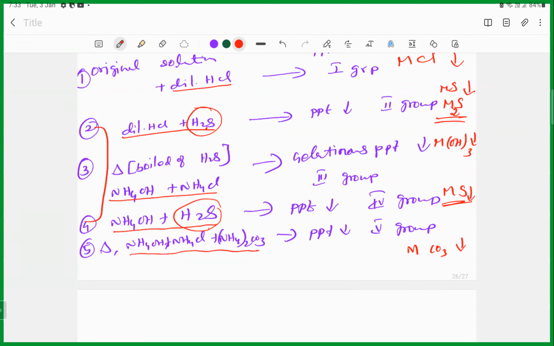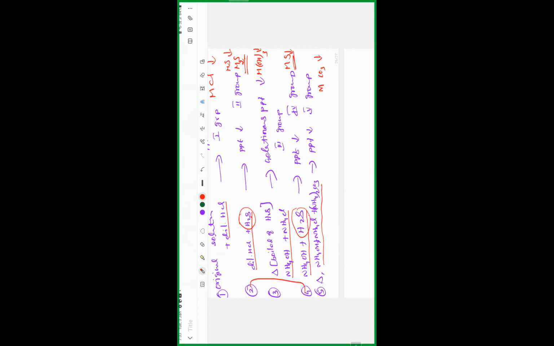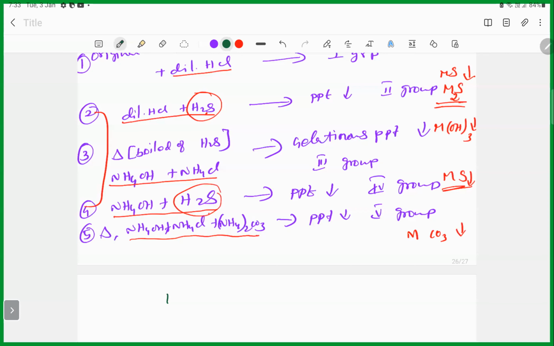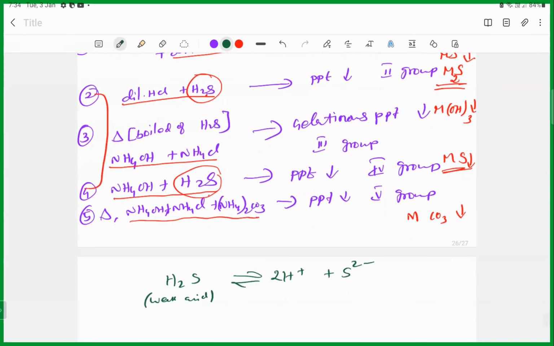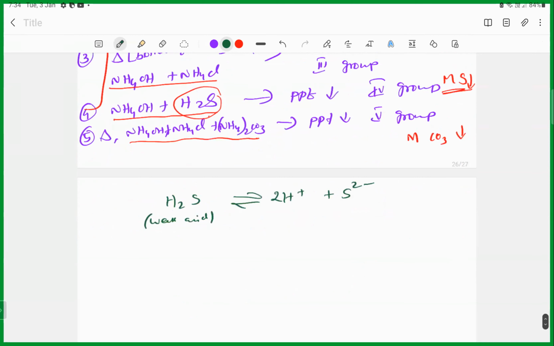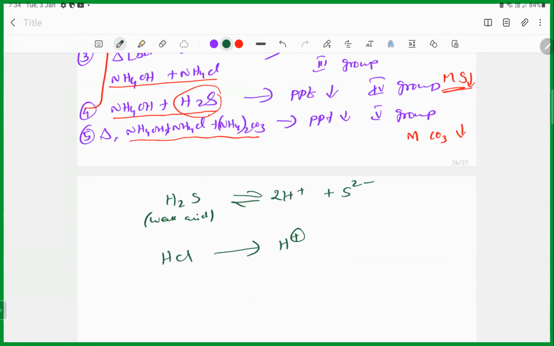So now I will explain the common ion effect. When you are taking H2S, it's a weak acid. It dissociates into 2H plus ion and S2 minus ion. When you are adding HCl, HCl is a strong electrolyte. When you put it in the water, it becomes H plus and Cl minus. So this is the equation 1. This is the equation 2.